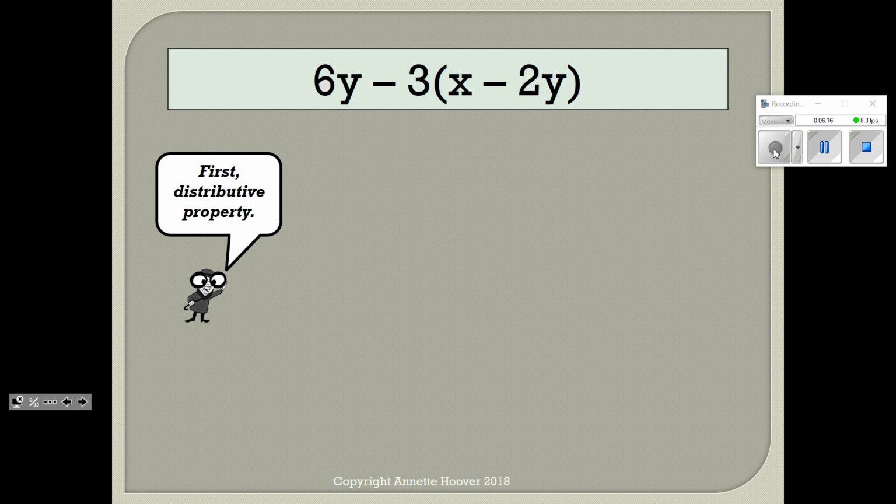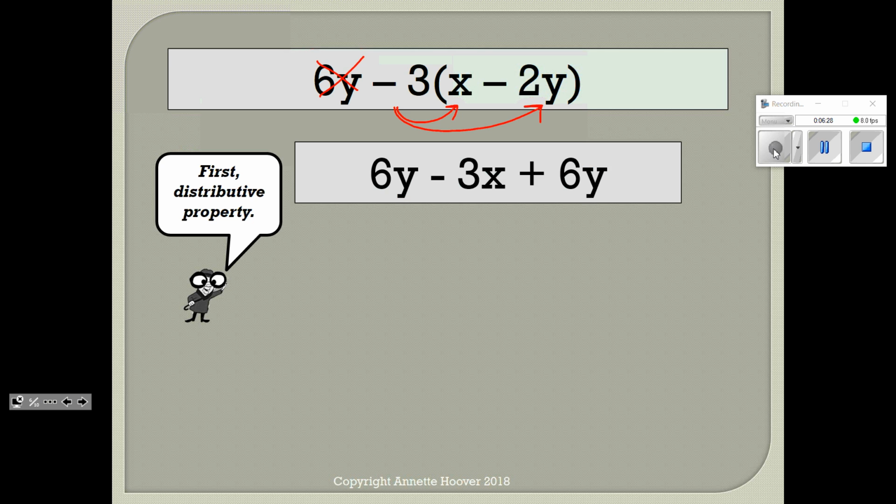So in the first part, you can kind of ignore this first term for now. And we're going to do negative 3 times x and negative 3 times negative 2y. Well, negative 3 times x is a negative 3x. And negative 3 times a negative 2y, we have two negatives, and two negatives make a positive 6y. Notice I just brought down the first term. We didn't forget about it. We just didn't do anything with it yet. So I brought down that first term. I have to do the distributive property.